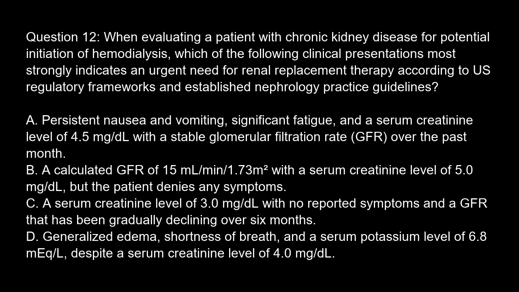Option A. Persistent nausea and vomiting, significant fatigue, and a serum creatinine level of 4.5 mg/dL with a stable glomerular filtration rate (GFR) over the past month. Option B. A calculated GFR of 15 mL/min/1.73 m2 with a serum creatinine level of 5.0 mg/dL, but the patient denies any symptoms. Option C.